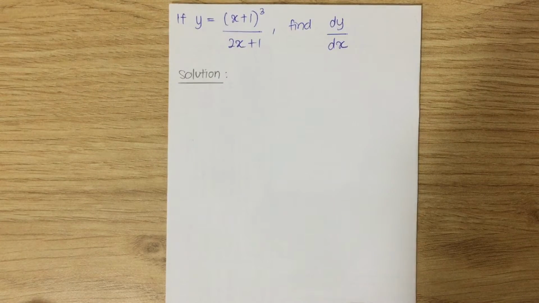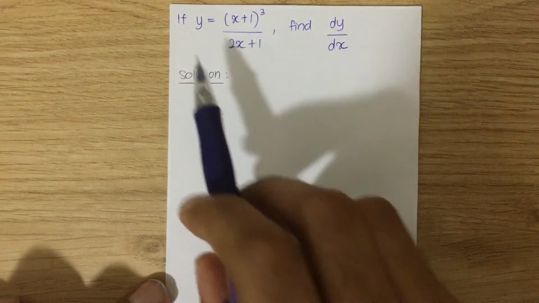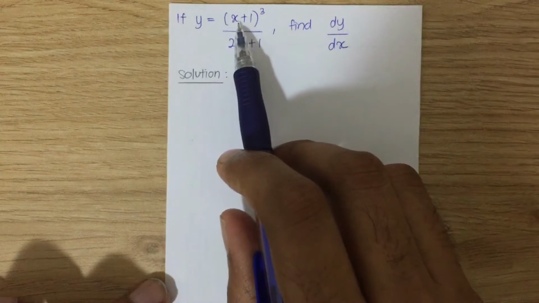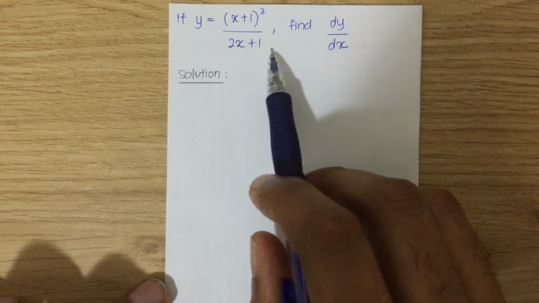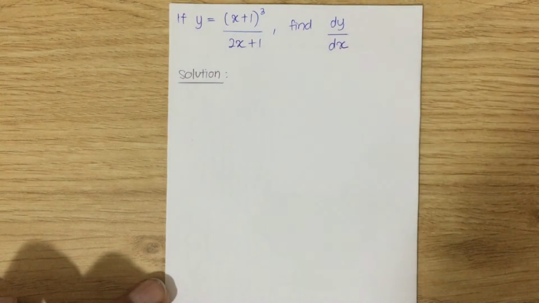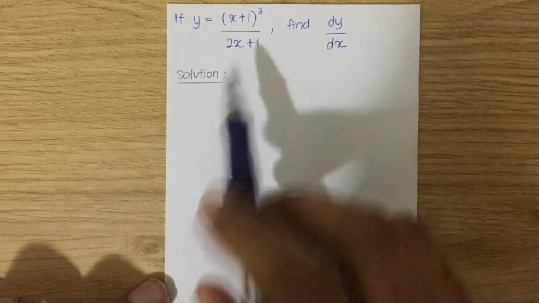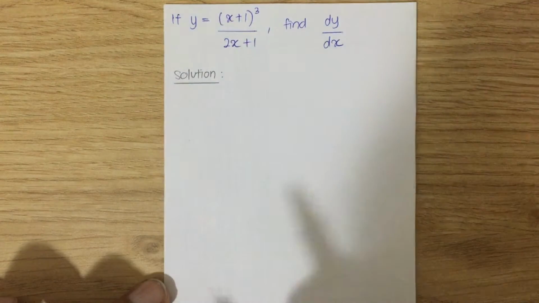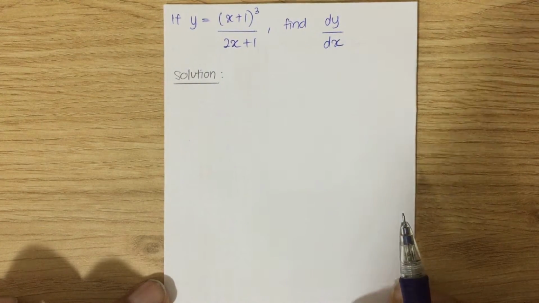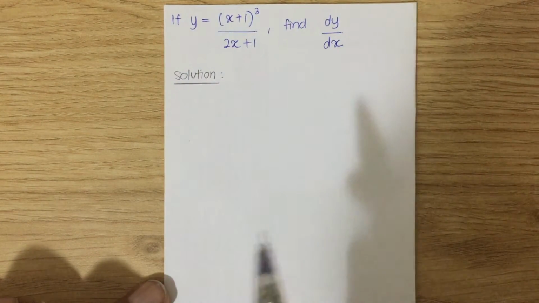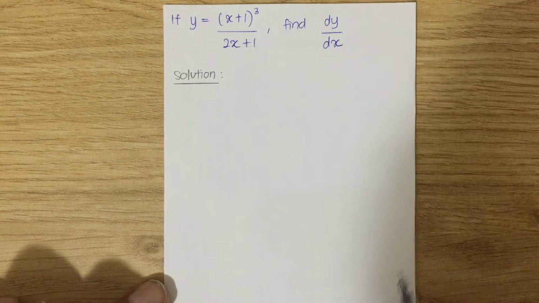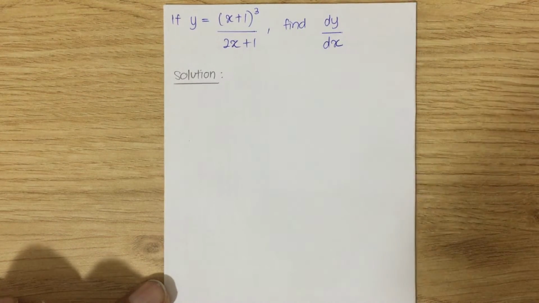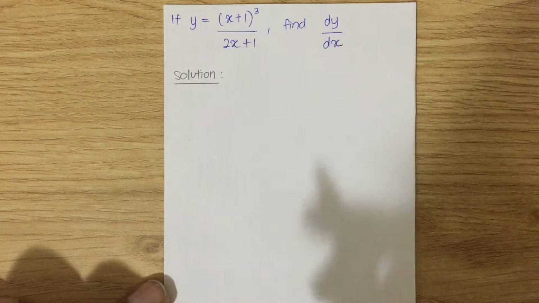So this is question number 2. Let me read the question now. If y equals (x plus 1) cubed divided by (2x plus 1), find dy over dx. Without further delay, let us start to solve this question. In order to solve this question, we're going to apply the quotient rule, guys. If you don't know what the quotient rule is, please watch this video till the end, because I'm going to show you the step-by-step working.